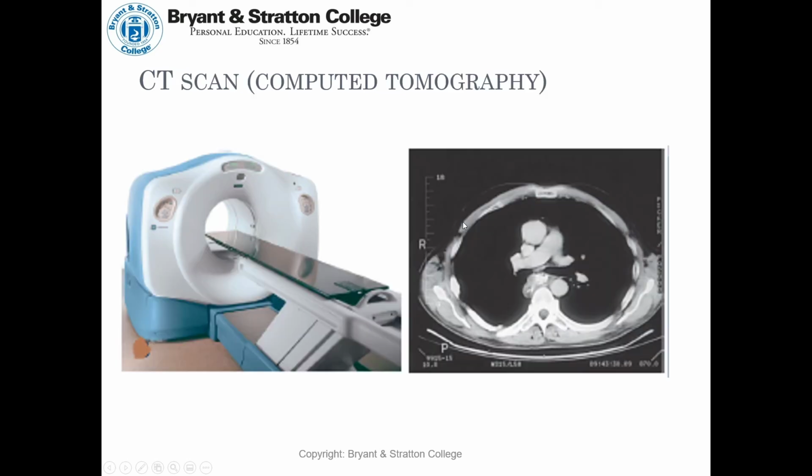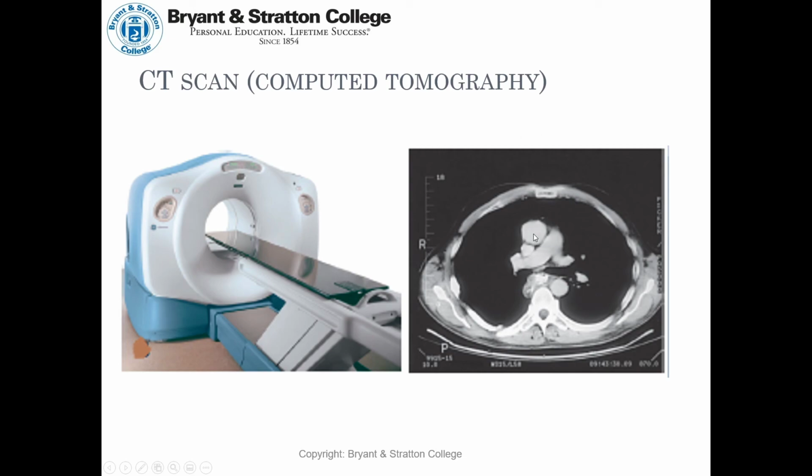So again, you're looking at a CT scan here. CT scans are computerized images where we can slice the body into various different planes. It's going to be a little more better to see soft tissues than an X-ray, and we can really see things like inflammation and fluid buildup.